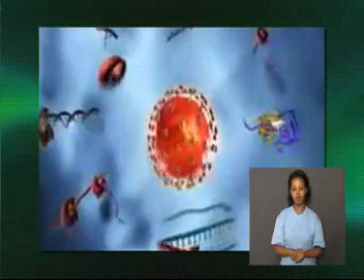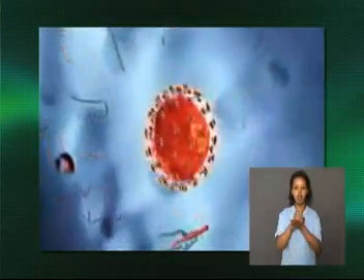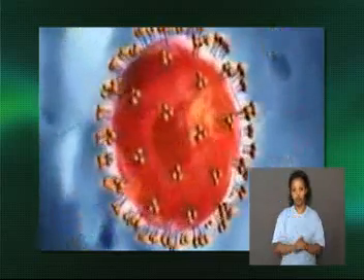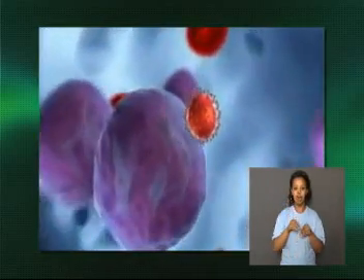Let us start by reviewing the function of T helper cells. We know that T helper cells carry CD4 receptors on their surface. Students, based on what we learned in our last lesson on the structure and function of HIV, can you explain the role of CD4 receptors in the immune system? Discuss this with a partner.